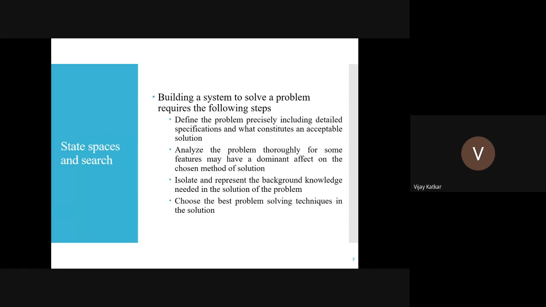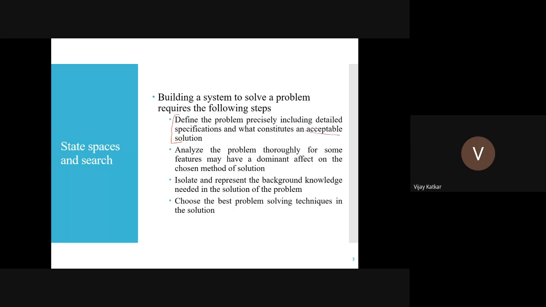Heuristic search. So let's say you want to build a system to solve a problem. That system should solve our problem intelligently. Then what are the steps? First, we should define the problem precisely, including the details, specifications, and what constitutes an acceptable solution. That is the most important thing. What is an acceptable solution?